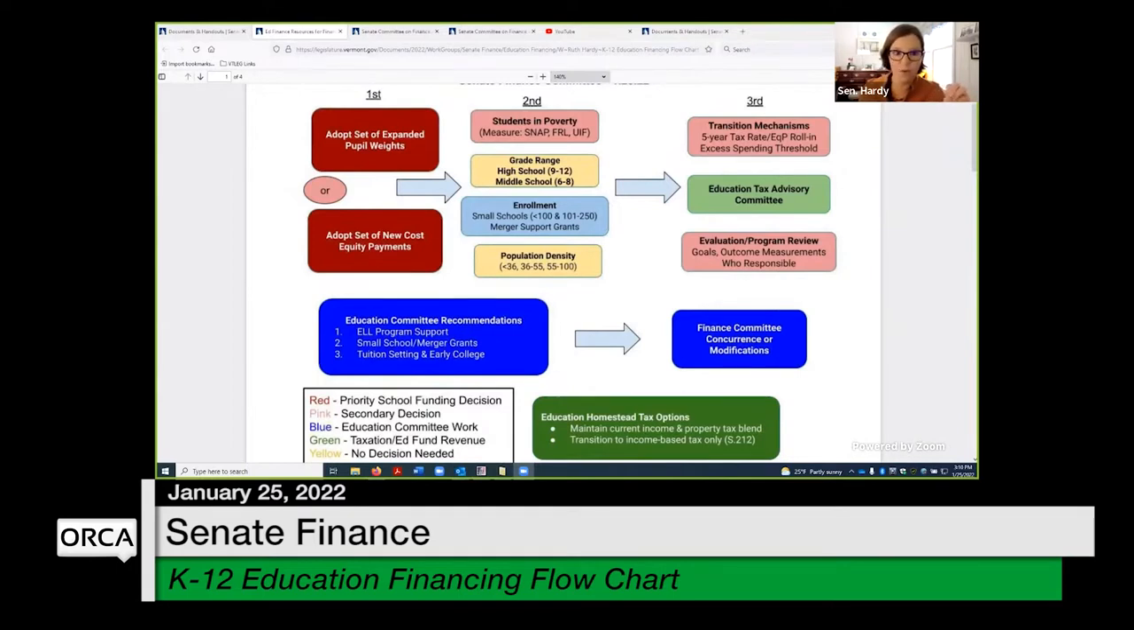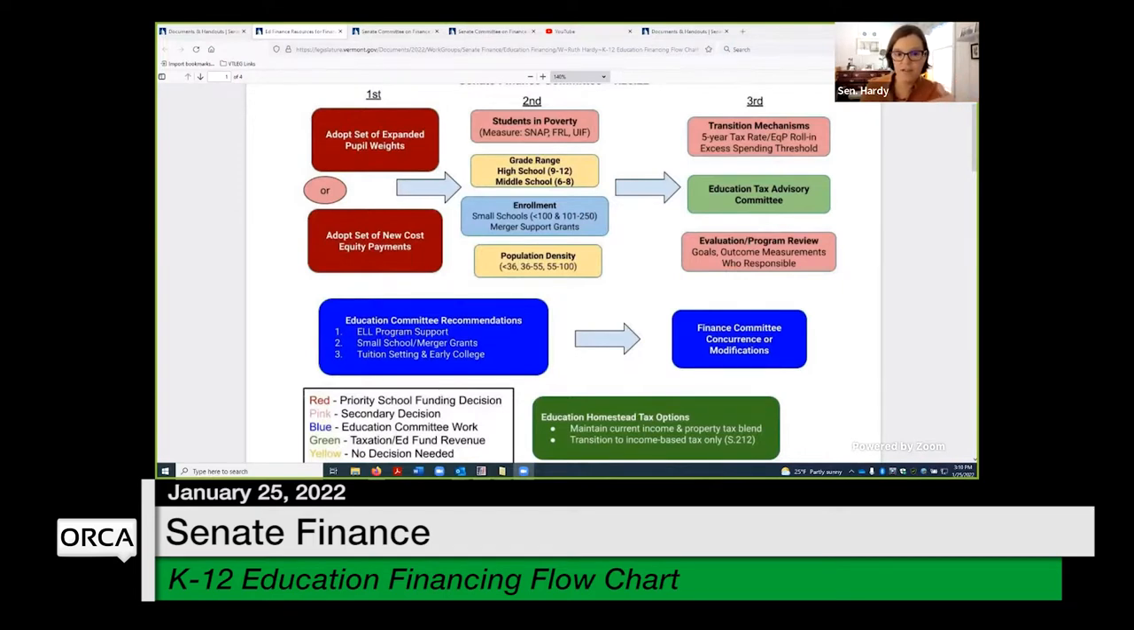Those are pretty straightforward. And then below that are the education committee things that they're working on and that they will eventually come to us. But first they need to make a recommendation on English language learners, small schools and merger support grants, and then potentially tuition setting in early college, but those were not as big of a deal. So that's why this enrollment one is in light blue up there, because it's sort of related to the work that the education committee is doing. So that's a secondary decision based on the education committee.